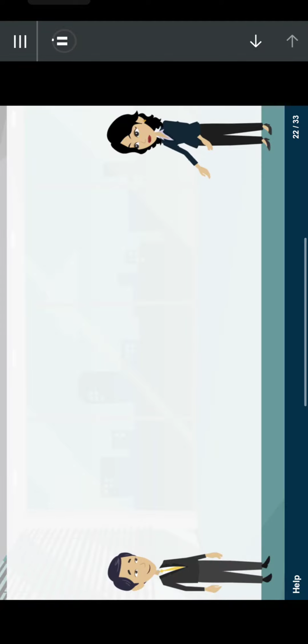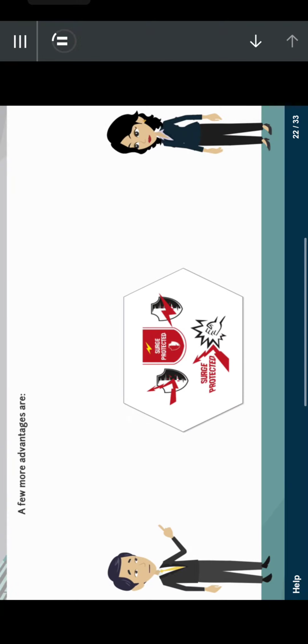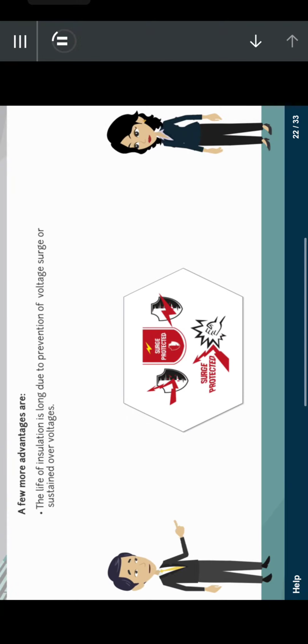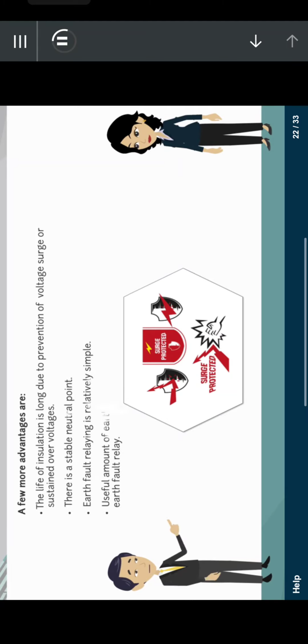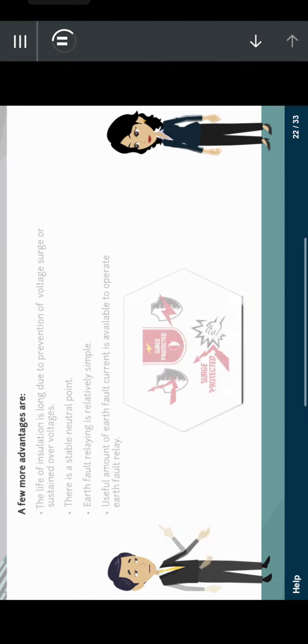That was a whole lot, but I'm sure this is not the only advantage of earthing. Right, Surbhi. Here are a few more advantages. The life of insulation is long due to prevention of voltage surge or sustained over voltages. There is a stable neutral point and earth fault relaying is relatively simple. Further, a useful amount of earth fault current is available to operate the earth fault relay.